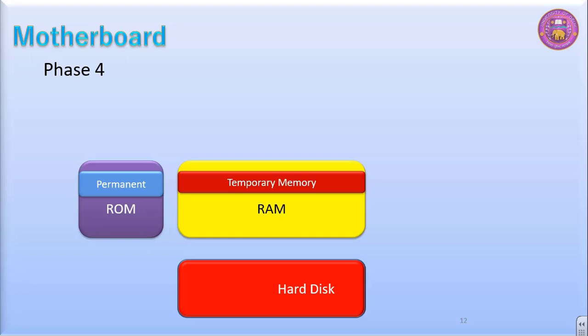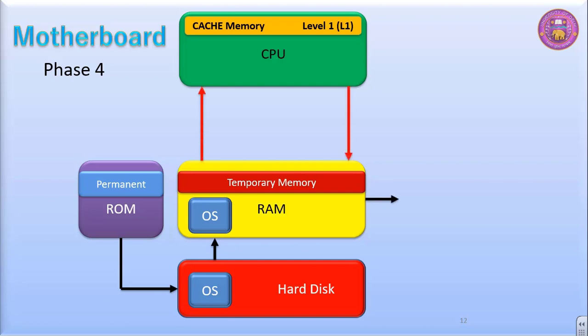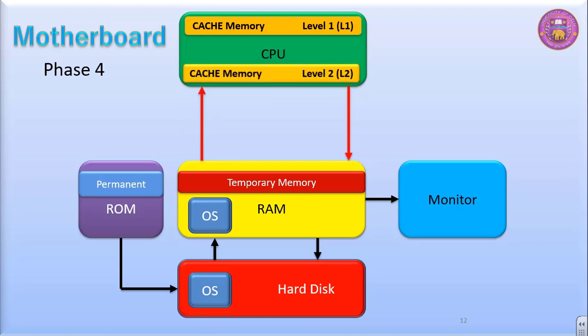Let's move on to phase 4. With more technological advancement, it brought certain changes. We have learned up to this point that L2 is installed on the motherboard. When technological advancement took place, we shifted this cache memory from the motherboard to the CPU. Now the CPU has got two cache memories. One is L1 and the second is L2.